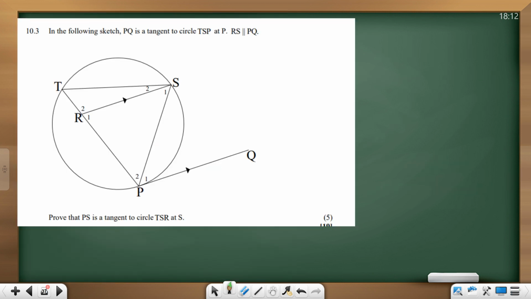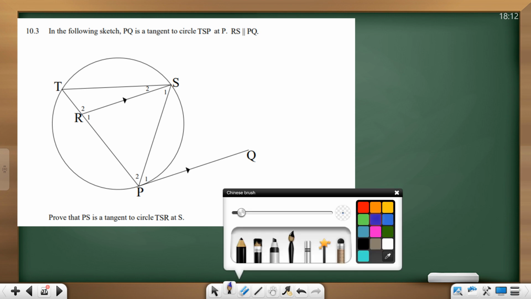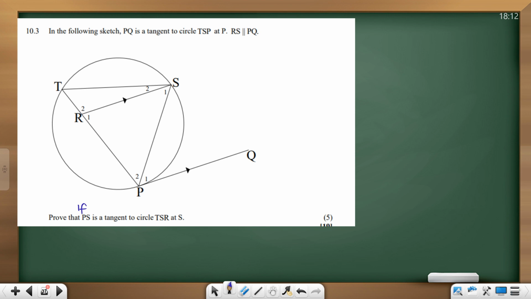Again, do you see this one? Prove that what? PS. This one, you use the if statement. Let me give you a hint, then I'll leave you to try. When they say prove that PS is a tangent, you are going to say, this is how you start. If PS is a tangent, then which angle should be equal?